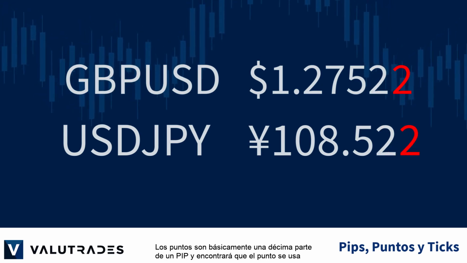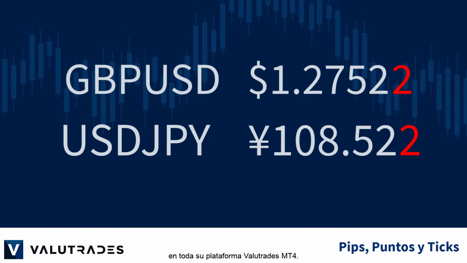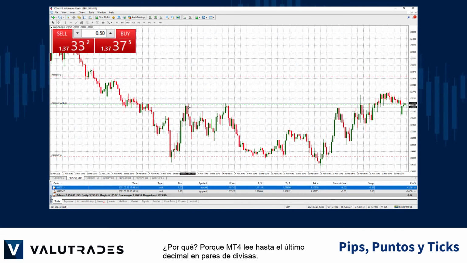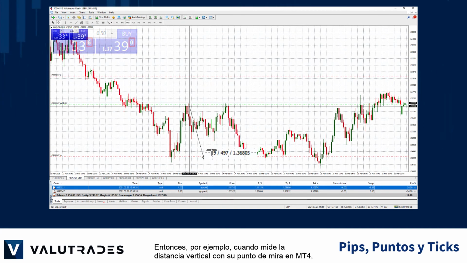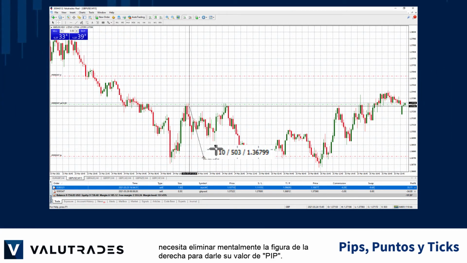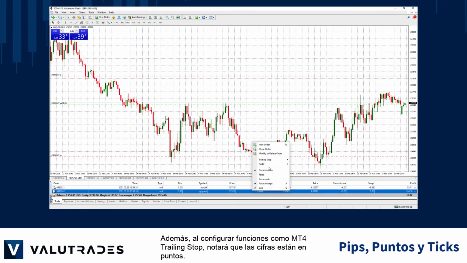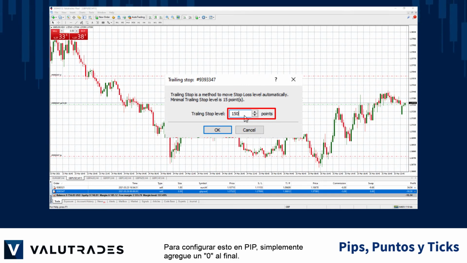Points are basically 1/10th of a pip, and you will find that the point is used all through your Value Trades MT4 platform. Why? Because MT4 reads to the last decimal place in currency pairs. So, for example, when you measure vertical distance with your crosshairs in MT4, you need to mentally remove the figure on the right to give you your pip value. Also, when setting features like the MT4 trailing stop, you will note that the figures are in points. To set this in pips, simply add a 0 at the end.